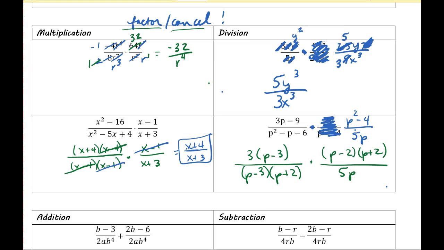So let's start crossing out. This is the fun part. Let's see. P minus 3, P minus 3, P plus 2, P plus 2. And the 3 and the 5 can't cancel, and then that P and that P cannot cancel because that has a minus. So that's it. We're left with a 3 times a P minus 2 on top, and in the bottom a 5P.